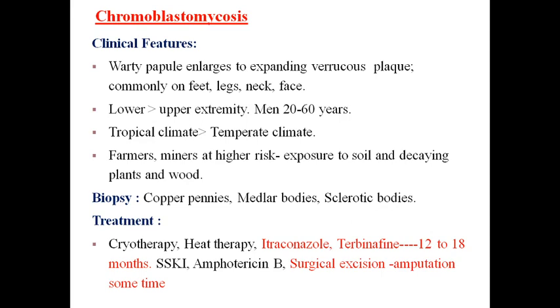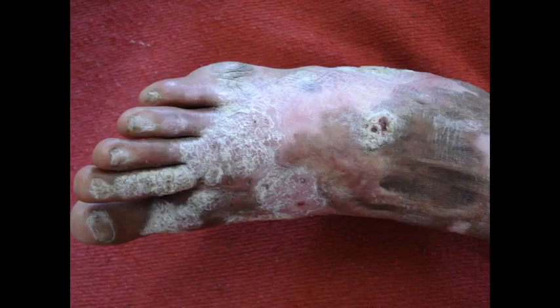When systemic therapies are concerned, then amphotericin B in the form of IV infusion we can give. When disabling lesions are there, then surgical excision or amputation at times may be required.